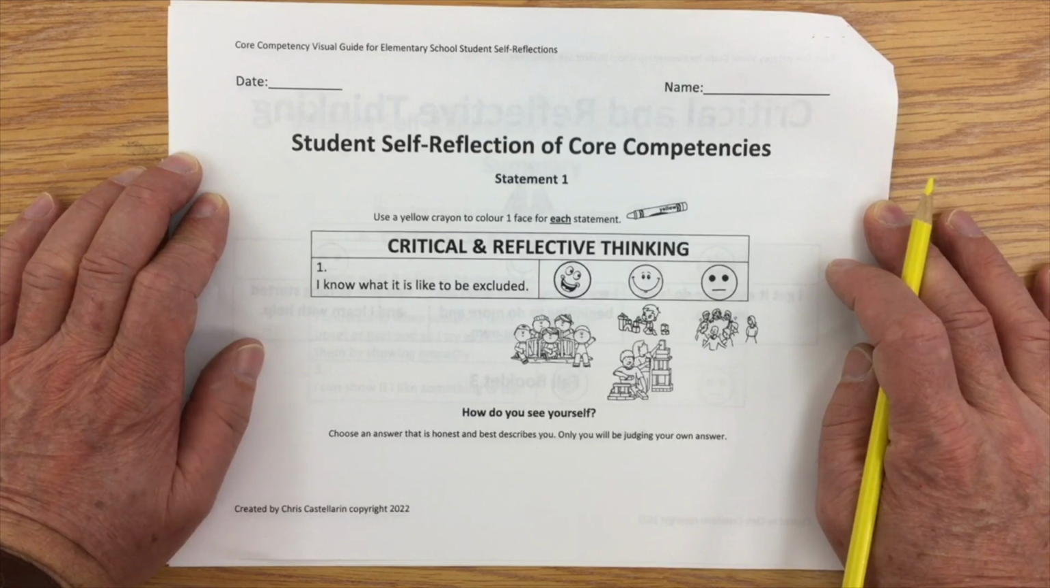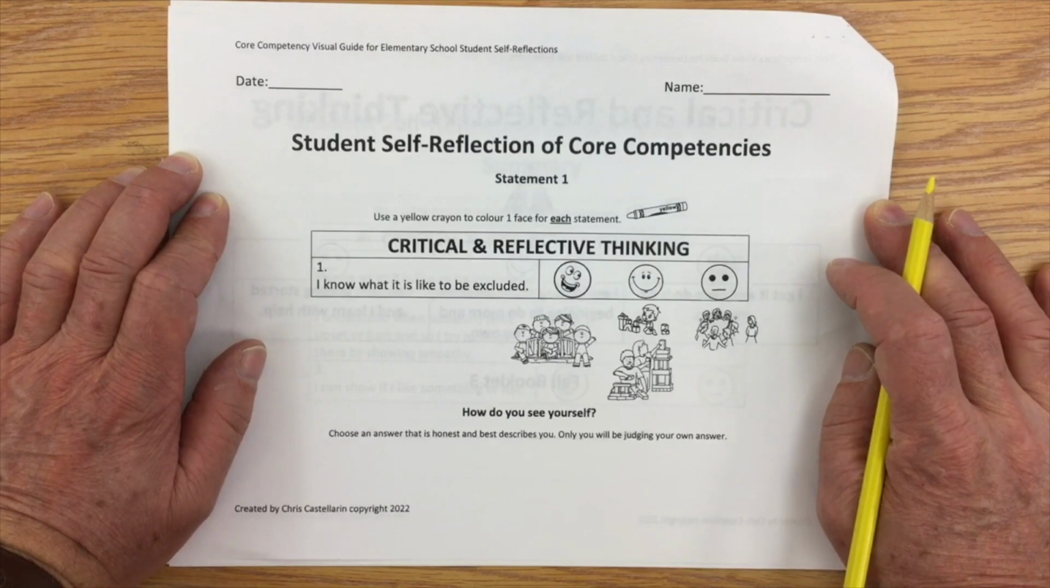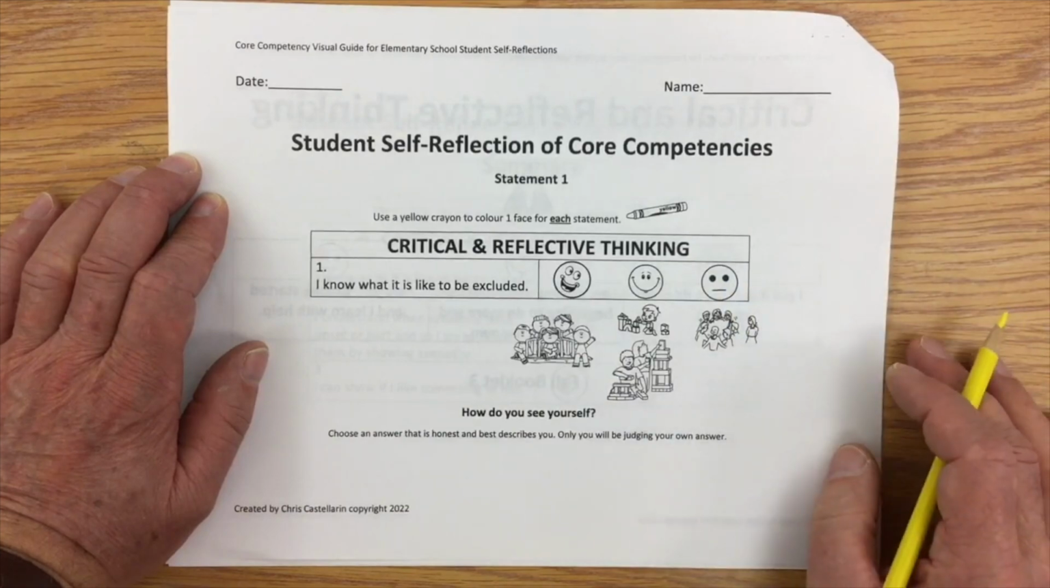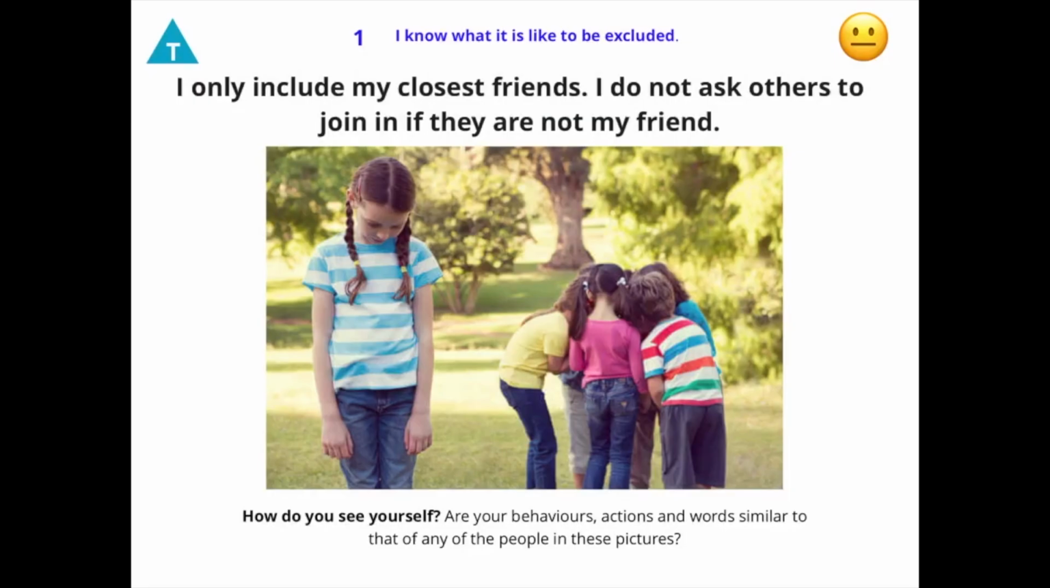Right? It's different if it's a game that only involves two people, like a game of checkers, and somebody's asking to play, they need to wait their turn. That's not excluding. But when you're saying to a person no, and you don't have any reason for saying no, that could be excluding to leave them out. And I would choose this face if that were something that I do quite often. I only include my closest friends. I do not ask others to join in if they are not my friend.